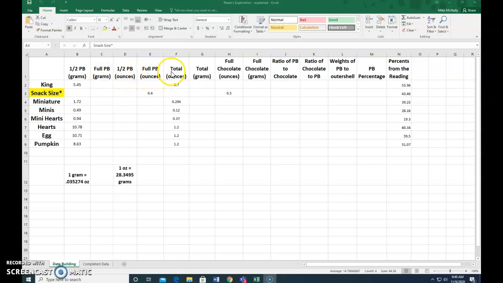But let's start with one thing here. All the chocolate is given. We're kind of giving you that, and it's 0.5. And all the peanut butter in the snack size option is 0.4. So if all the peanut butter is 0.4 and all the chocolate is 0.5, the total amount of ounces is those two things together. So we're going to show you our first formula.